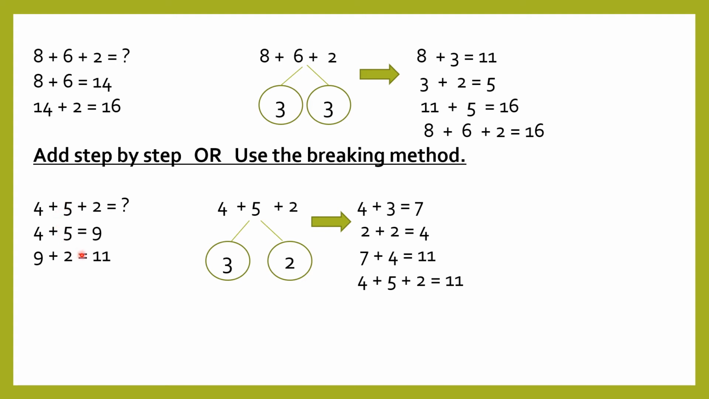4 plus 5 is 9 and 9 plus 2 is 11. So my answer is 11. So you can go step by step and solve. There is one more method. You can go for the breaking method.